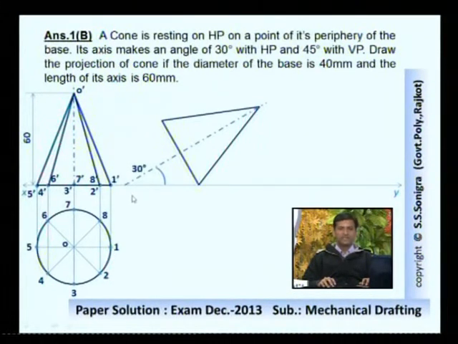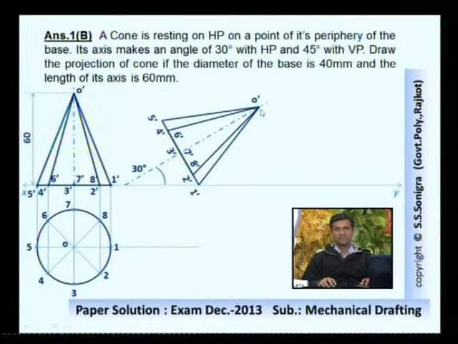Join these edges, these points with its apex point O dash like this. So these are the imaginary generators drawn in front view as well. Transfer these generators in its tilted view by taking arc or by measuring the distance from 1 dash and 5 dash. Name the points 1 dash, 2 dash, 3 dash, 4 dash, 5 dash, 6 dash, 7 dash and 8 dash. After naming all these points, this is apex point O dash.